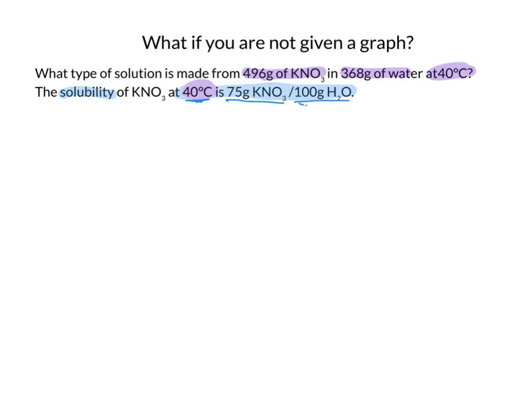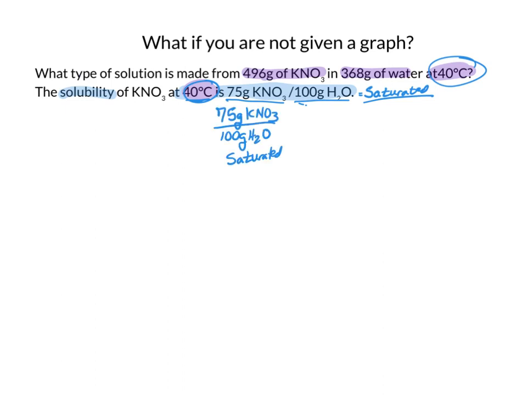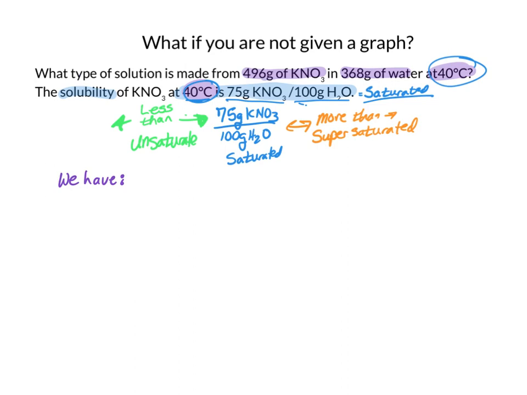Now obviously there's a lot of numbers there and it might be a little confusing. The main thing we need to know is that the temperatures that we're looking at are the same, so we're looking at 40 degrees Celsius for both of these solutions, and that the saturated solution is going to be if there's 75 grams of KNO3 per 100 grams of water. That's what the solubility tells us. If we have less than that ratio, then it's going to be unsaturated. If we have more than 75 grams of KNO3 for 100 grams of water, it's going to be a supersaturated solution. So we're going to do that ratio. We're going to find out what the ratio is if there were 100 grams of water, just like we did in the previous questions, and then we can see what type of solution we have.